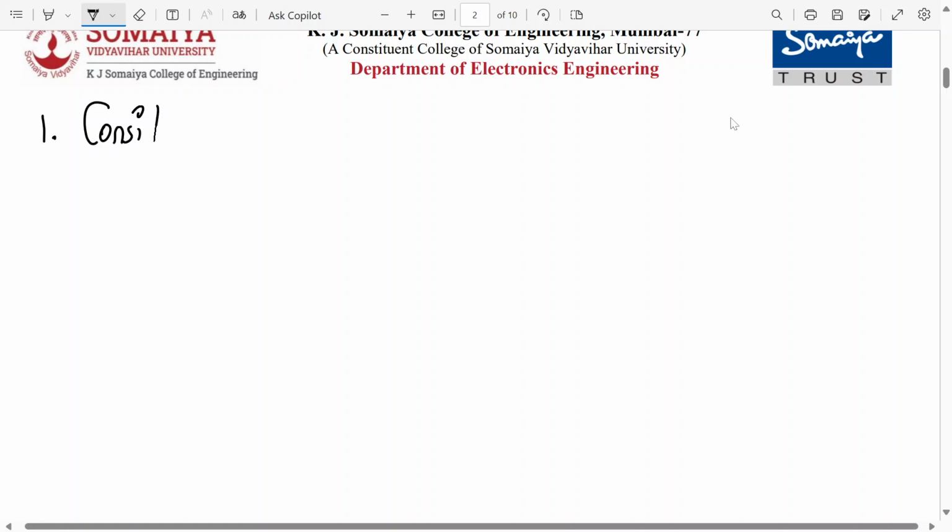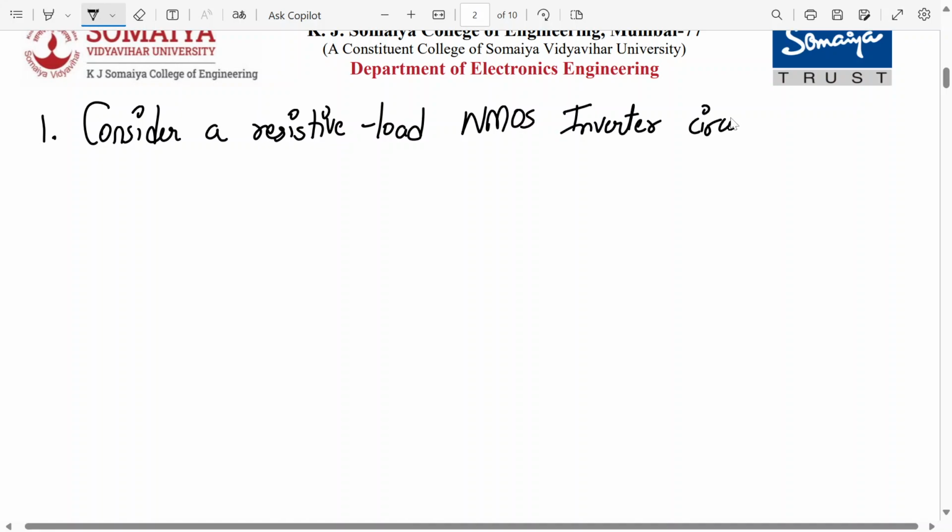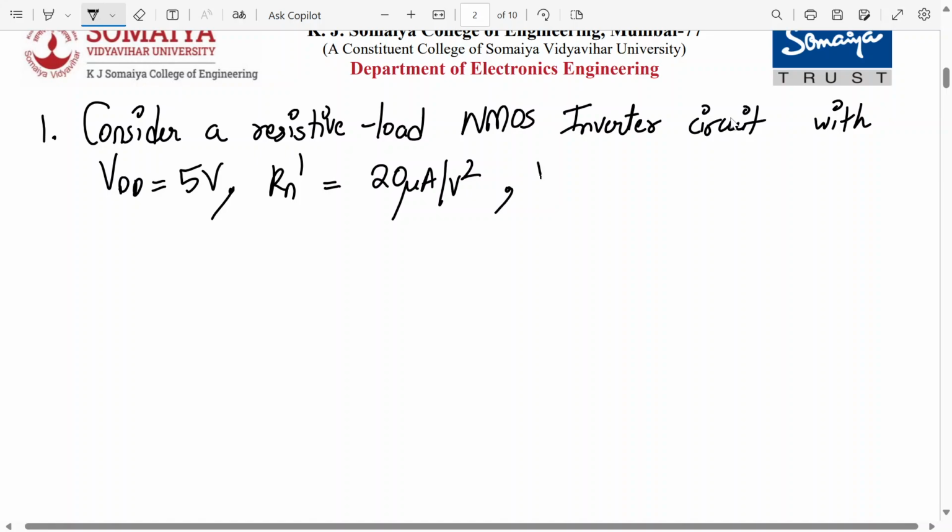Consider a resistive load NMOS inverter circuit with VDD equal to 5 volt, Kn dash is 20 microampere per volt square, VTO is 0.8 volt, RL is 20 kilo ohm, and W by L is 2.